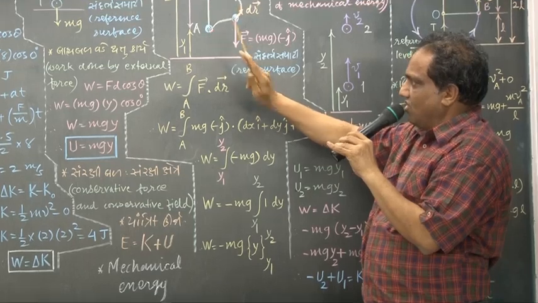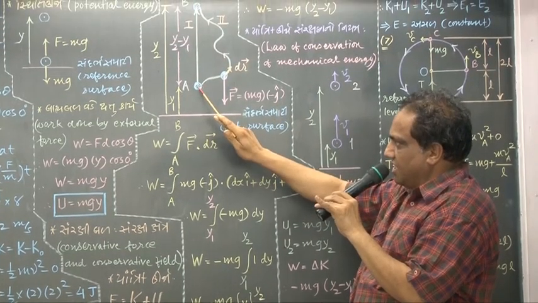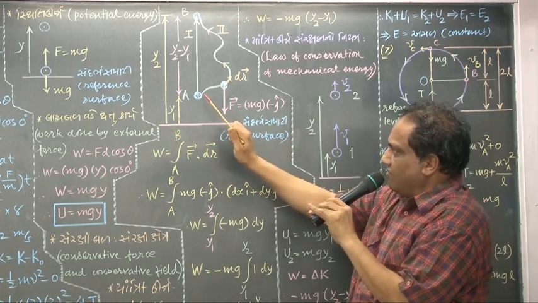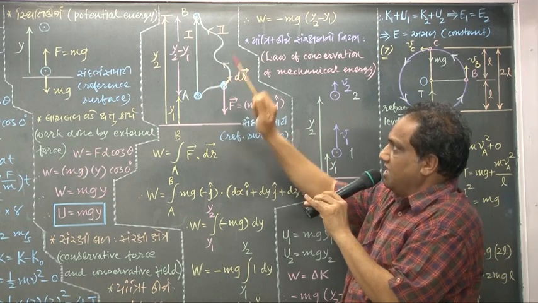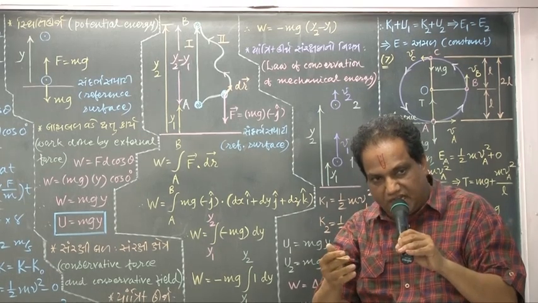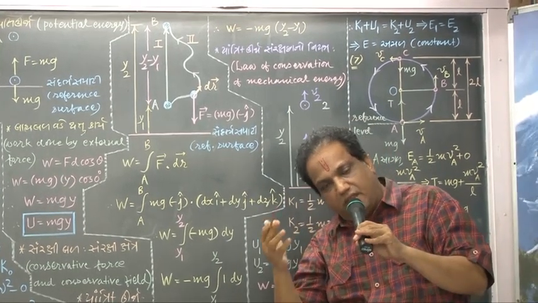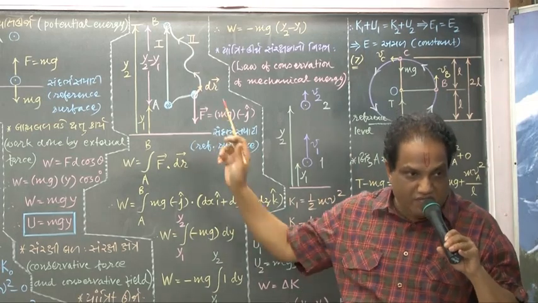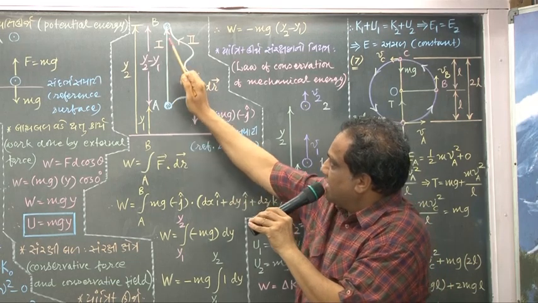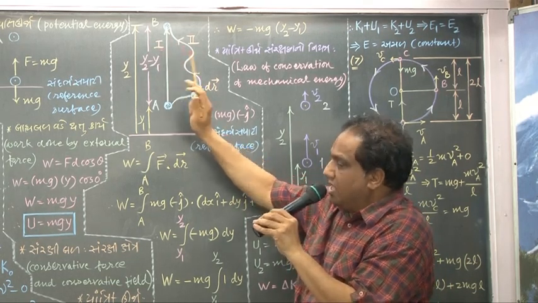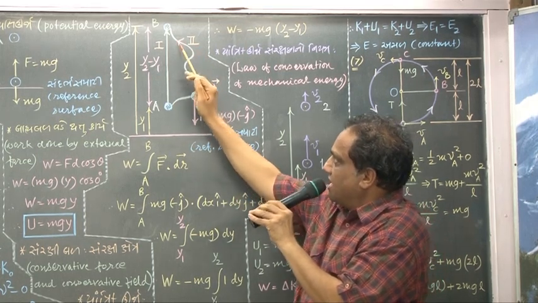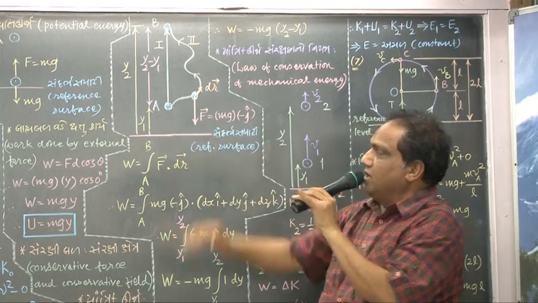Look now. Consider a body of mass m, initially at height y1 from some reference surface, and from this initial position the body is taken to the final position, say point B. You can take it from A to B by following many paths. In the figure I have shown only two paths. One is a straight path, that is path number 1. Path number 2 is a zigzag path, a random path I have selected.